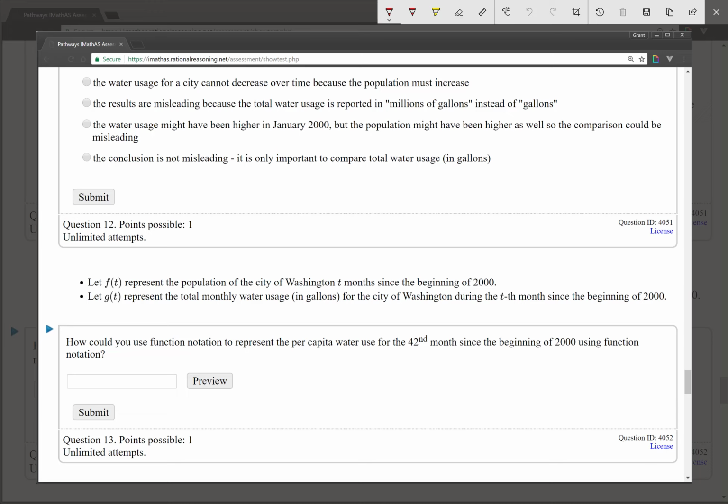So how could you use function notation to represent the per capita water use for the 42nd month since the beginning of 2000 using function notation? So remember that the per capita water usage was like total water usage divided by the population. So the per capita usage was the ratio of total water usage to population.